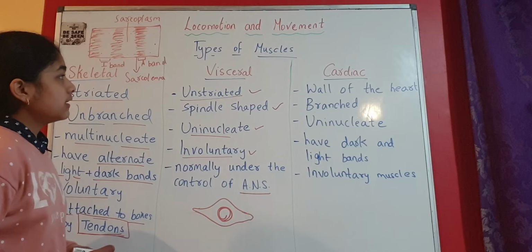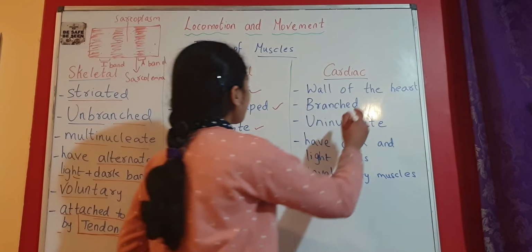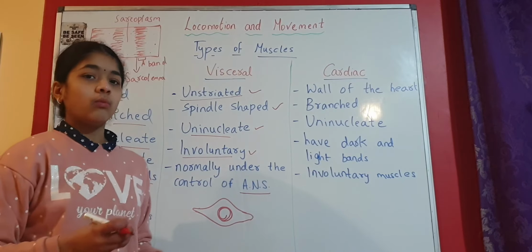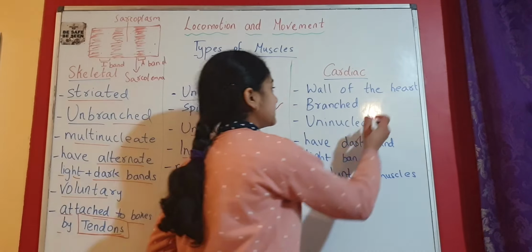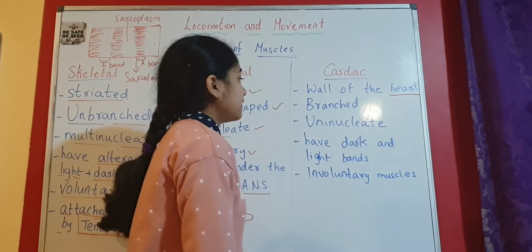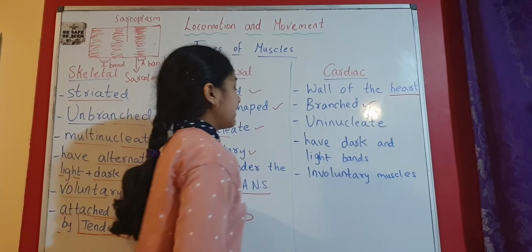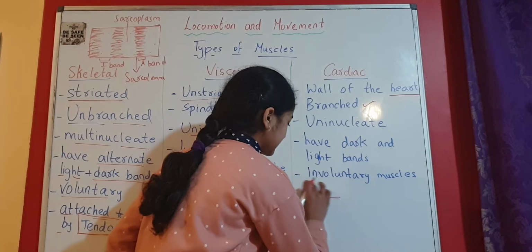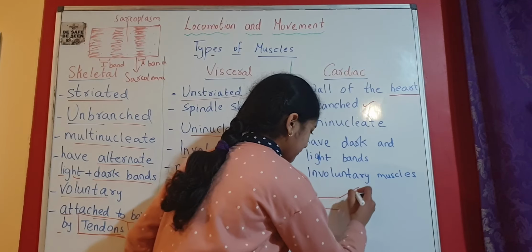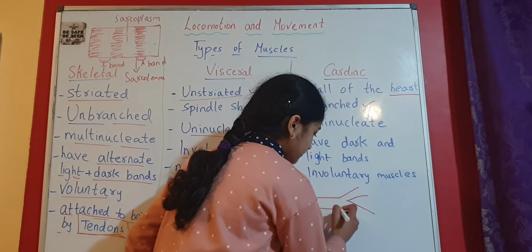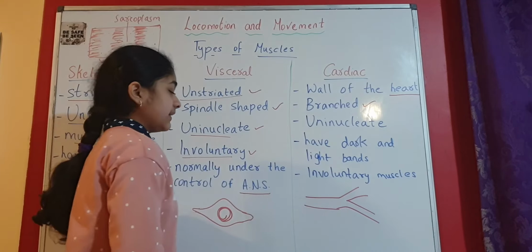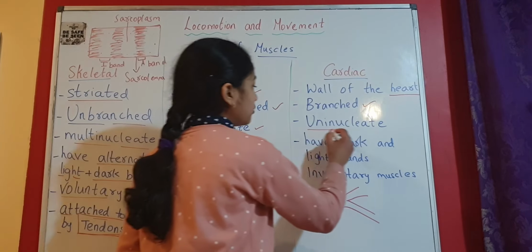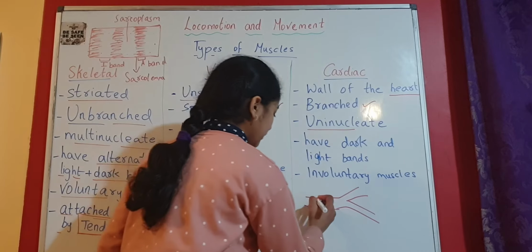The next one is called cardiac muscles. These cardiac muscles, as the name suggests, are only present in the wall of our heart, and they are branched. These both are unbranched. These are branched. So they look like this. They are branched and they are uninuclear. That means they have only one nucleus.